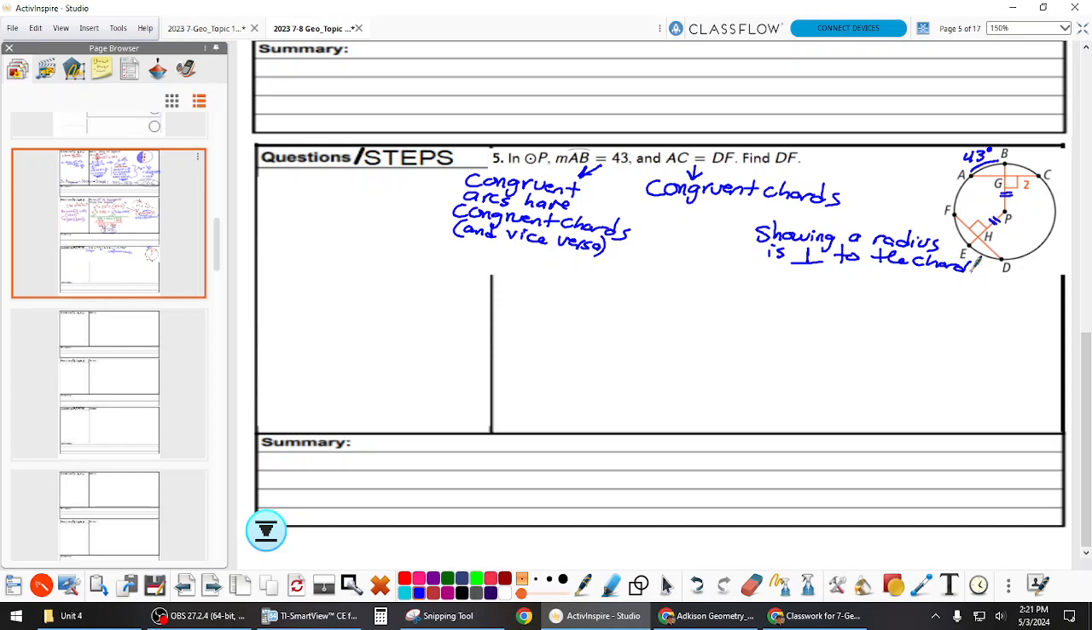Bisects it. It bisects it. So what can we do with the two? Yeah, we can copy it to the other side. Okay, so those two are congruent. And we already said that the two chords are congruent. We were told AC and DF are congruent. Okay, so we can mark that those two are congruent. And then go ahead and tell what FD or DF is. Four. So DF is just four.